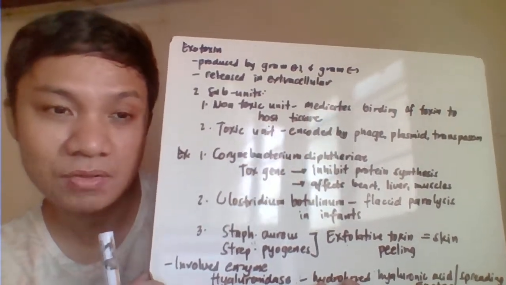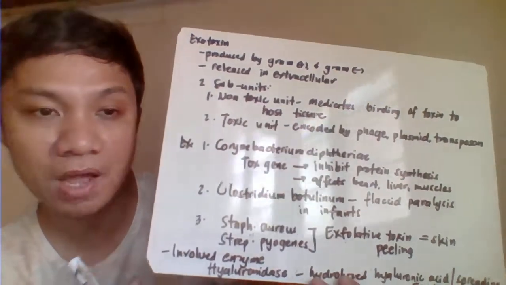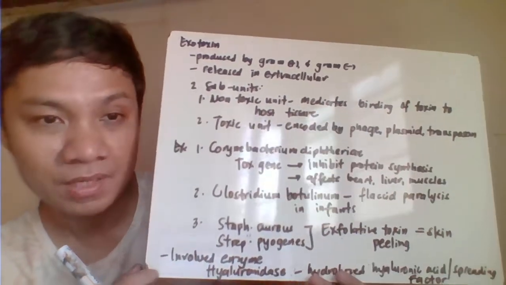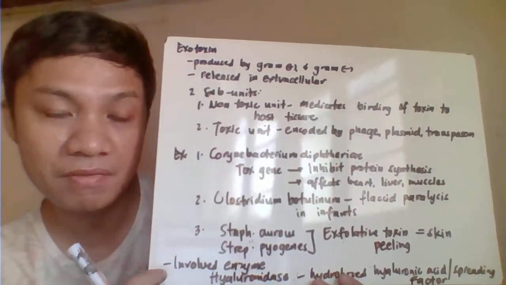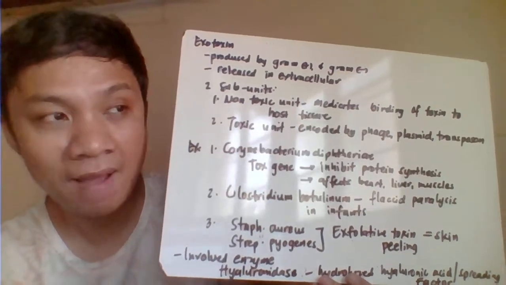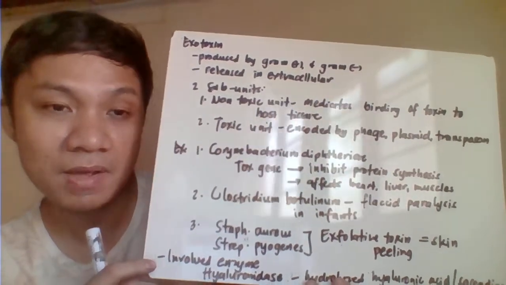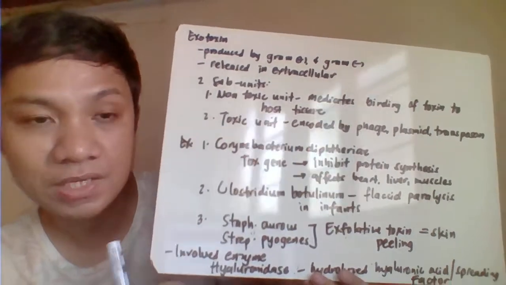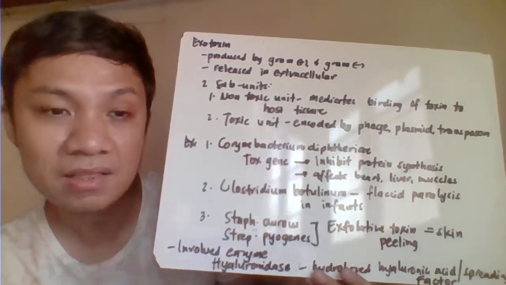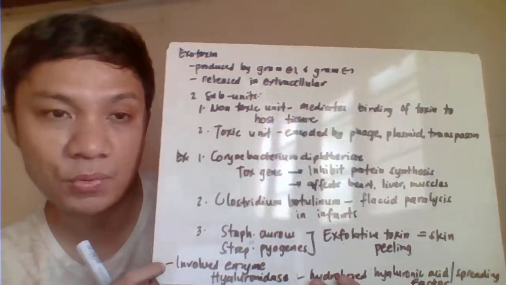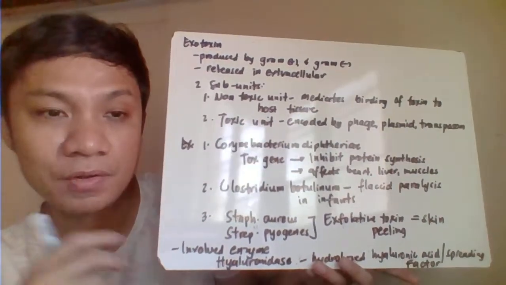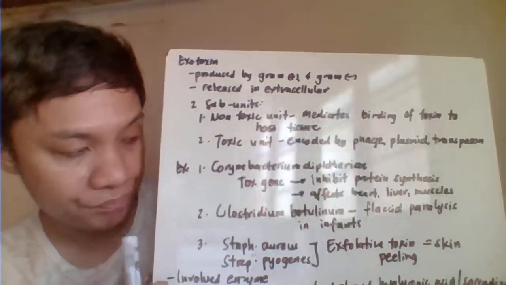The toxic unit is coded by a phage, by a plasmid, or even a transposon. An example of that is Corynebacterium diphtheriae, which causes diphtheria. Only the Corynebacterium diphtheriae which has been infected by the phage carrying the toxin gene will be the one causing diphtheria. That diphtheria toxin is responsible for inhibiting protein synthesis. It affects your liver, your heart, and muscles. That is how specific its activity is.